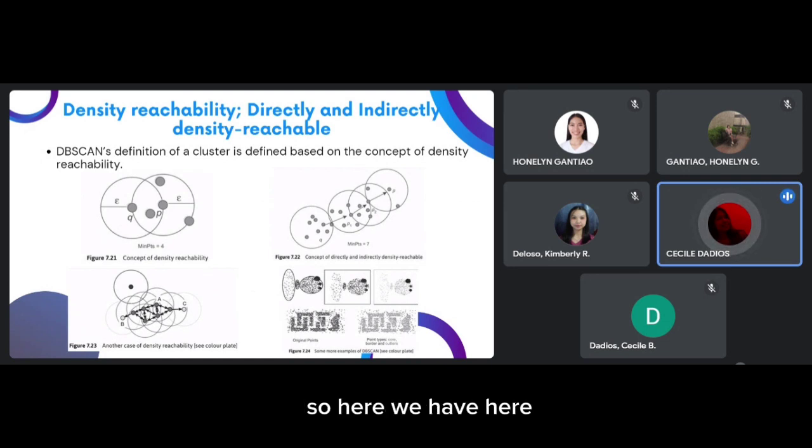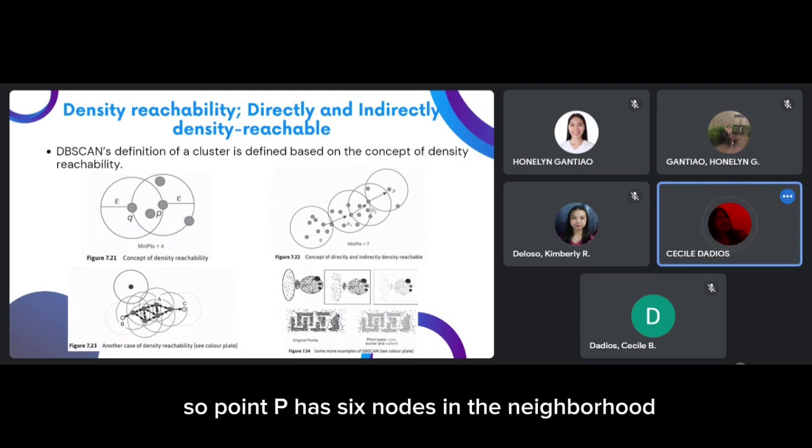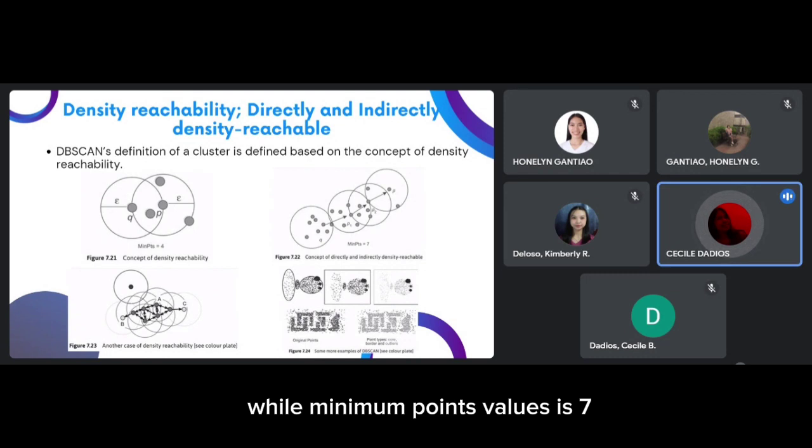So here, P, P2, P1, and Q form a chain. Point P is indirectly density reachable from point Q, because P is not a core point, so point Q is not density reachable from it. Point P has 6 nodes in the neighborhood while the minimum points value is 7. So it is important to notice that the relation of density reachability is not symmetric.